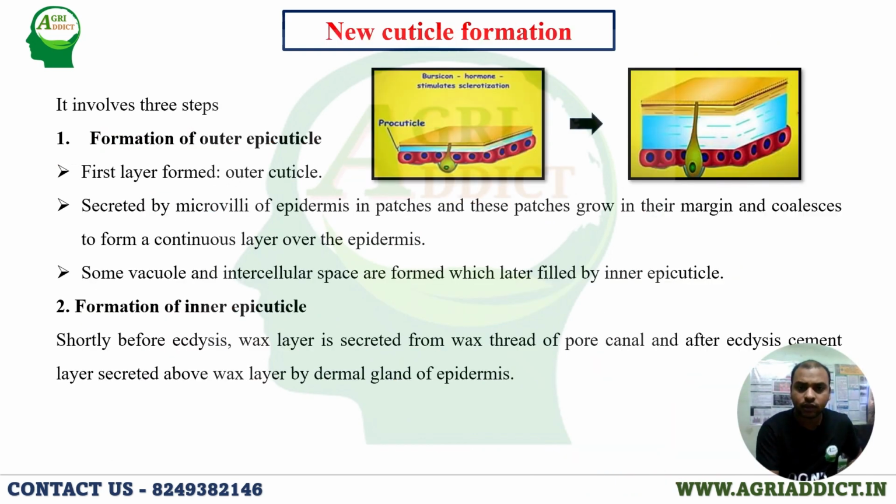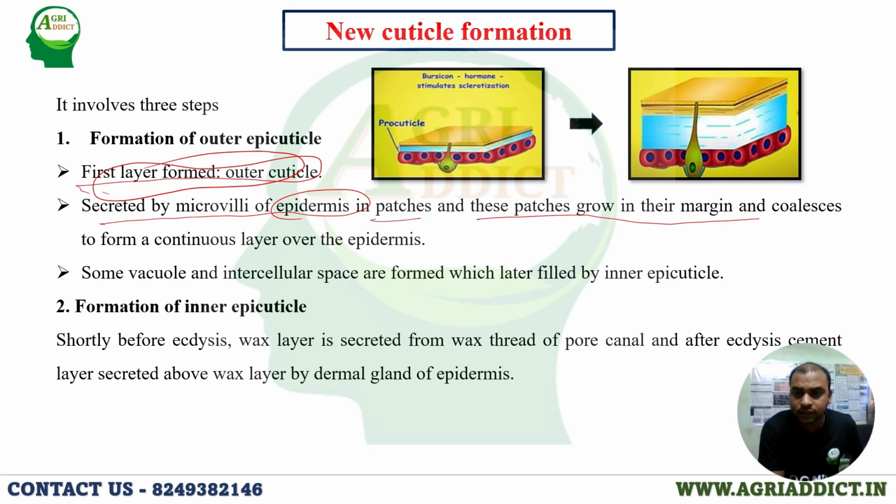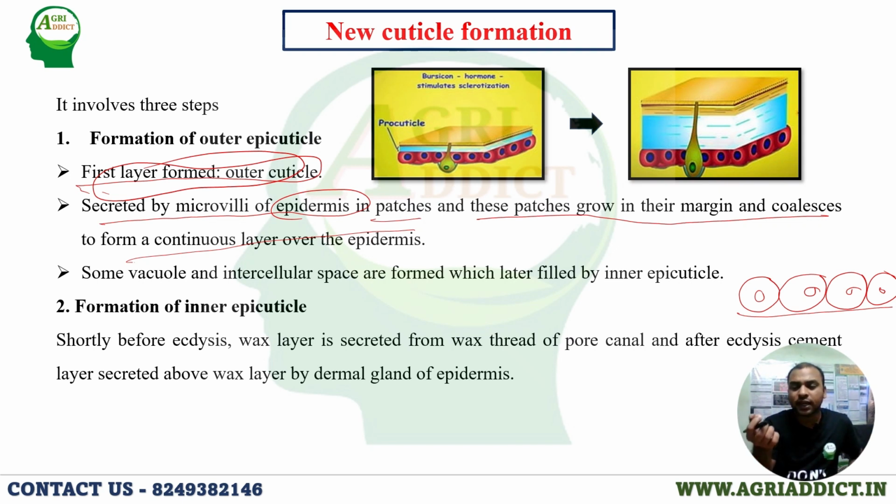So here is the new cuticle formation. New cuticle formation means the first layer is formed. Remember one thing, the first layer formed is the outer cuticle. It is formed by the secretion of microvilli of the epidermis in patches, and these patches grow at their margins and coalesce to form a continuous layer. You see here, these are cells. This is the epidermis. These are the microvilli. Microvilli means they are micro in size. And this is the layer.